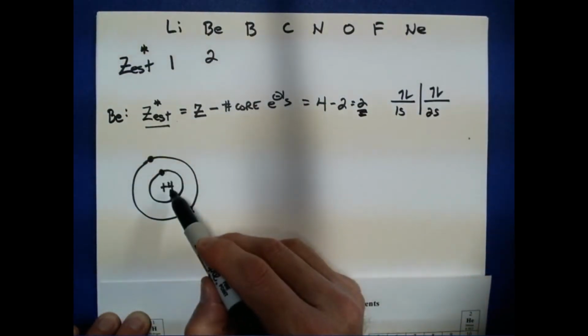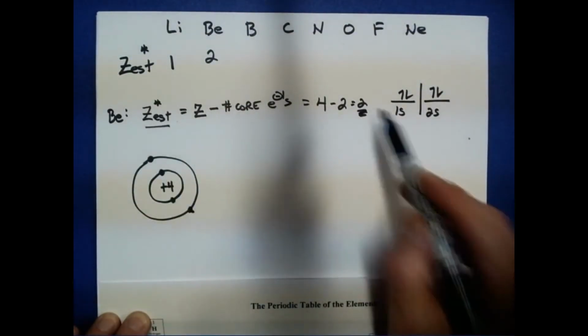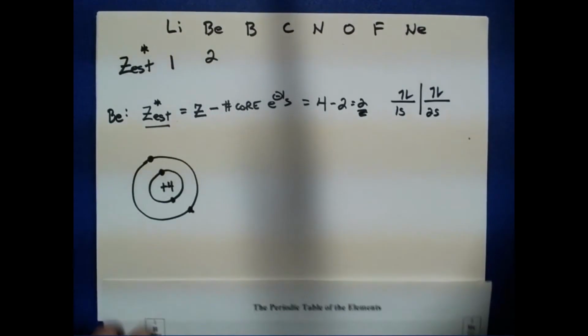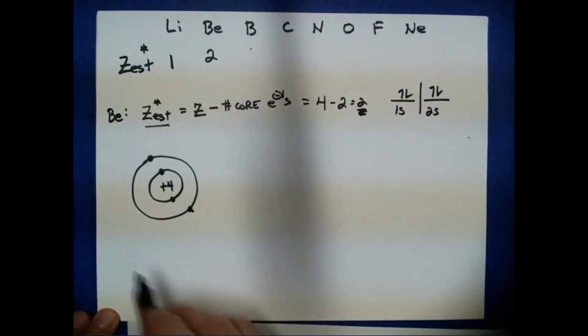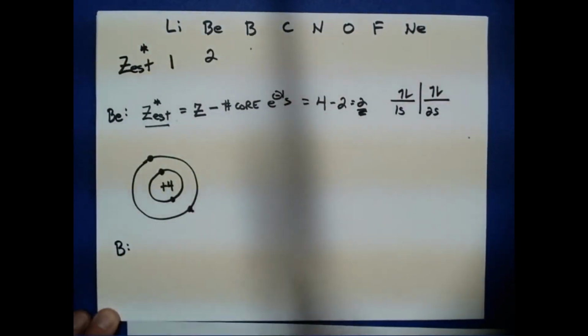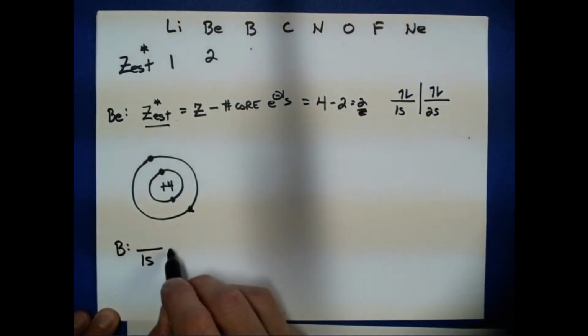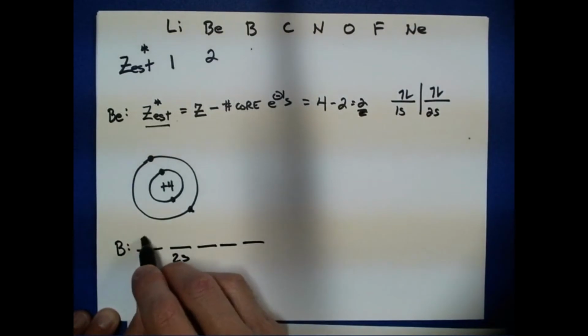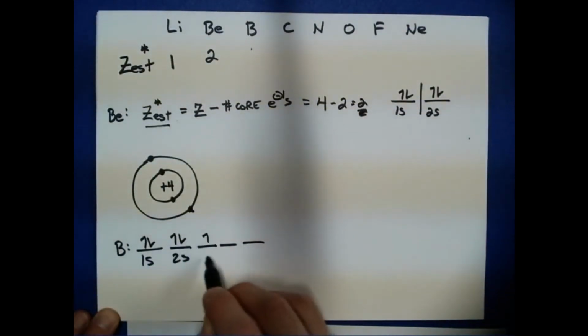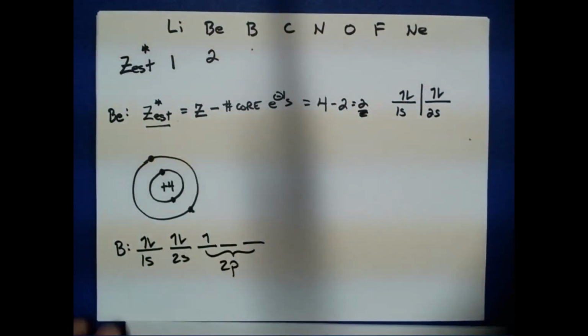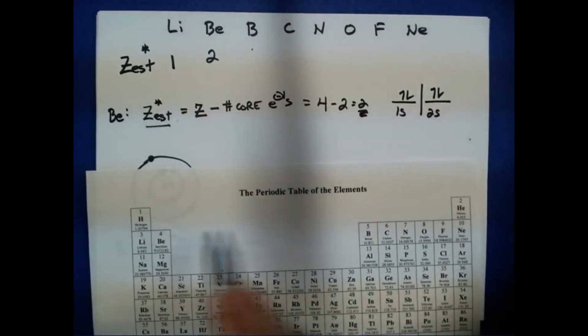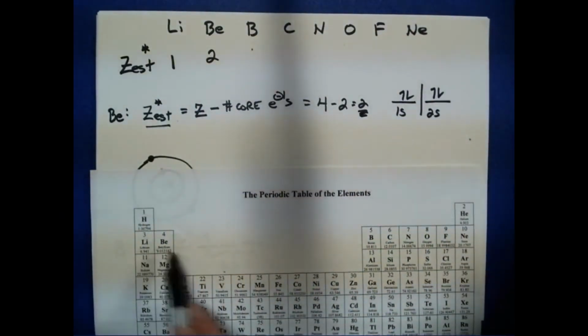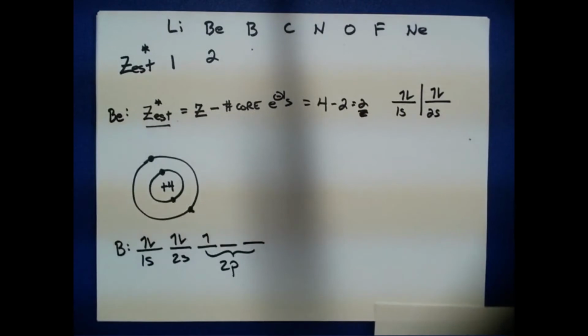It won't experience the full positive 4 of the nucleus that exists in the beryllium nucleus, but it'll be more like it experiences a +2. Now we can calculate the same thing for boron. I'll just draw the electronic configuration first: 1s2, 2s2, and then a 2p1. Just to show you here, 1s2, 2s2, 2p1 for boron.